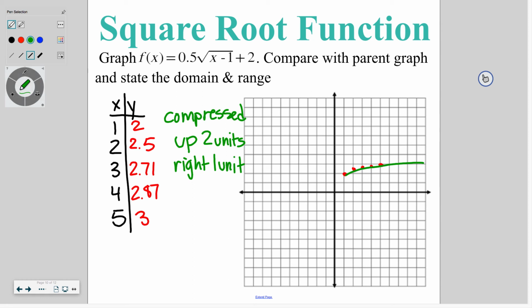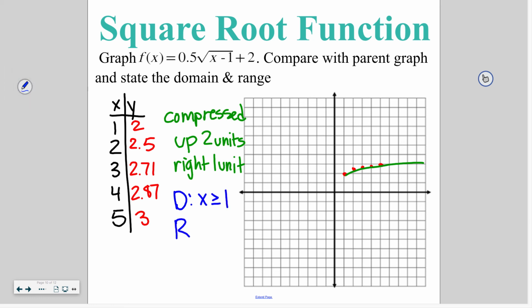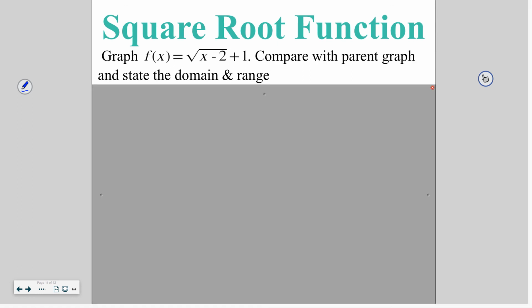Then looking at the domain and range, the smallest x value I could plug in was 1. So I'm going to say x is greater than or equal to 1. Then I'm looking at my range. The smallest y value I got was 2. So y is greater than or equal to 2. Go ahead and try this one on your own.